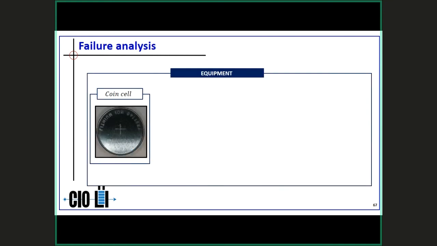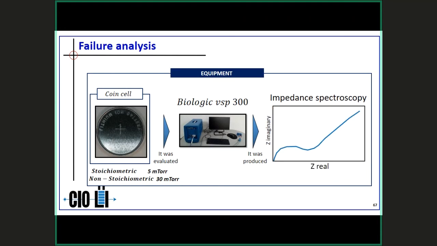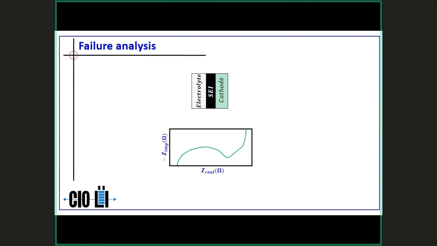So finally, we ran a small failure analysis on these two batteries, the stoichiometric and non-stoichiometric battery. We evaluated this failure analysis using the potentiostat. From here, we used impedance spectroscopy in order to obtain these Nyquist plots. Those were the Nyquist plots that we obtained for the stoichiometric and non-stoichiometric samples. The experimental data of this Nyquist plot was fitted with these circuit elements, and let's see how to do the interpretation of the Nyquist plot.